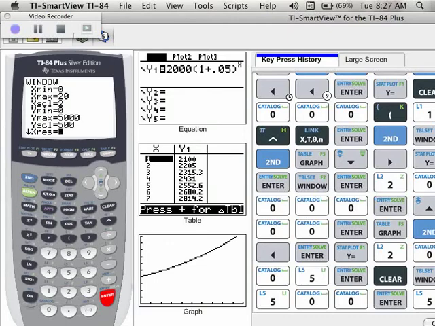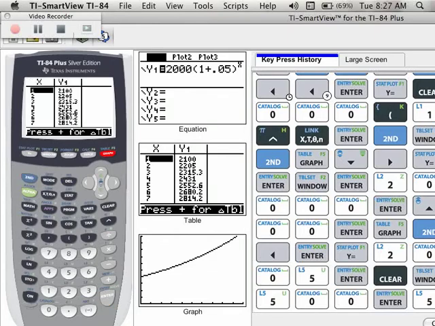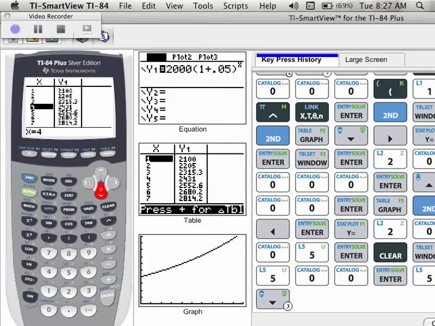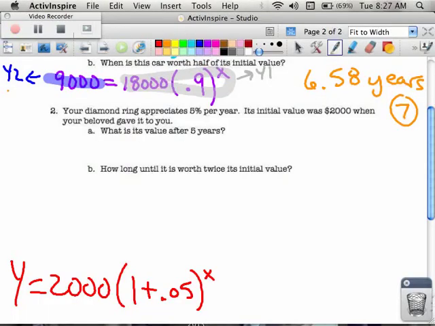And I don't really need this right now for the question that was asked, because the question was, what happens after 5 years? So now I go look at 5 years in my table. And after 5 years, the value of the ring that Jasmine gave me is $2,552.56. So I'm going to write that down. $2,552.56. And this is looking at number 5 in my table.